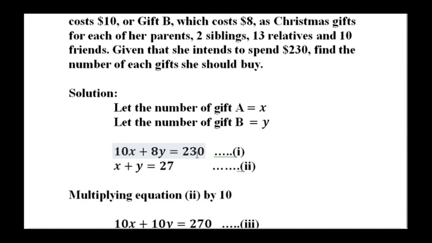Additionally, the total number of parents, siblings, relatives, and friends is 27. So we can write the equation x plus y equals 27, which means the sum of gifts A and B is 27. I label these two equations as equation 1 and equation 2. As you can see, it's a system of linear equations which can be solved either by the elimination method or by the substitution method. Let's solve this system by the elimination method.